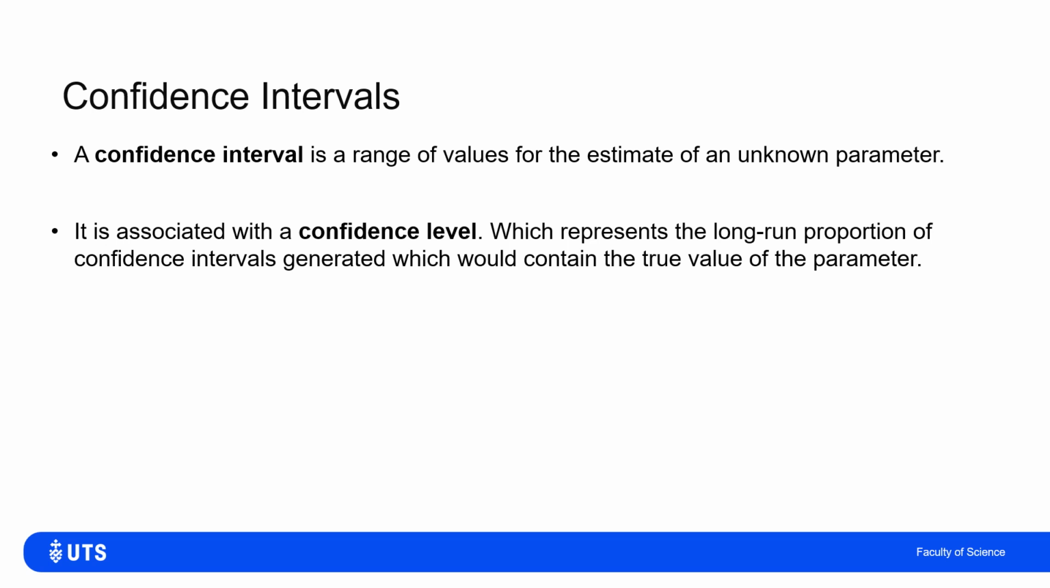So if I follow my procedure, I obtain a confidence interval. I do the same procedure again with a different sample, I get a different confidence interval. Same procedure again with a different sample, I get another confidence interval. So if I take, for example, 95% confidence level, then 95% of these intervals should cover or contain the true value of the parameter.